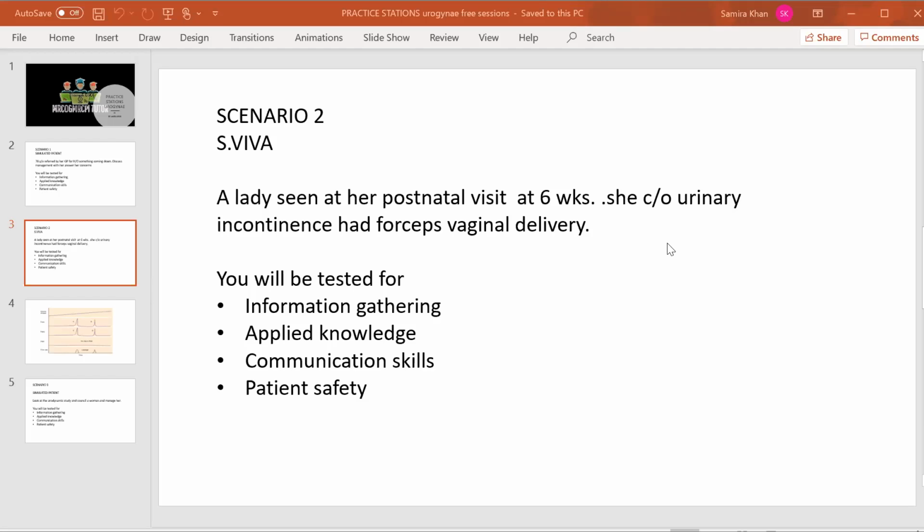So if it is more than 100 ml, then what's next? We have to refer to a urogynecologist. Yes, perfect. And what else? What do you think the urogynecologist will do? I'm not sure, doctor. So you are going to do intermittent catheterization. You will teach her intermittent catheterization.